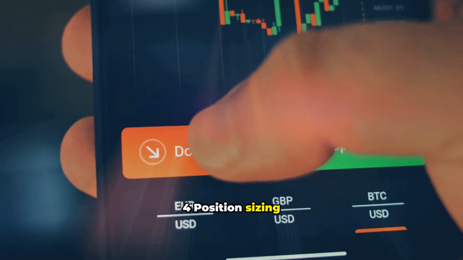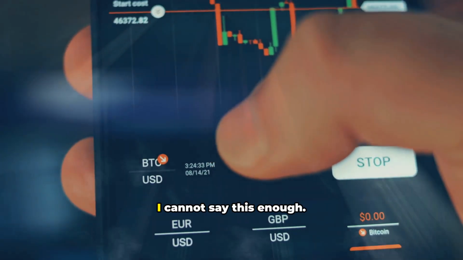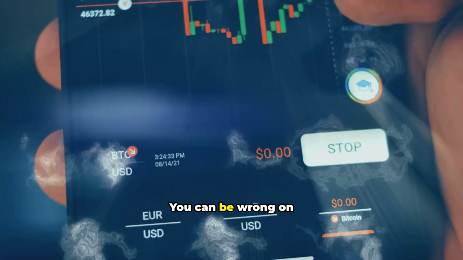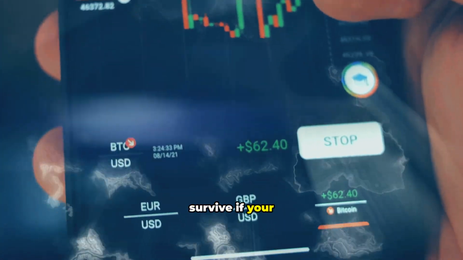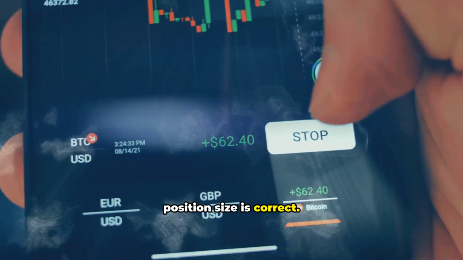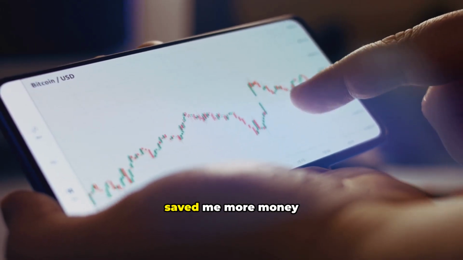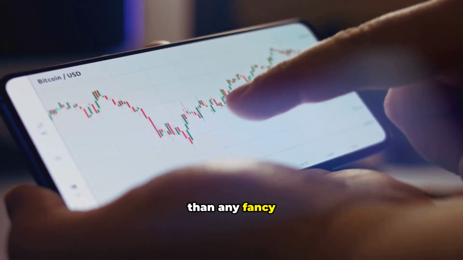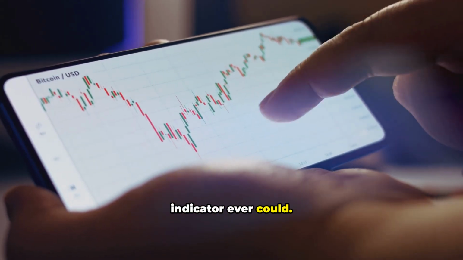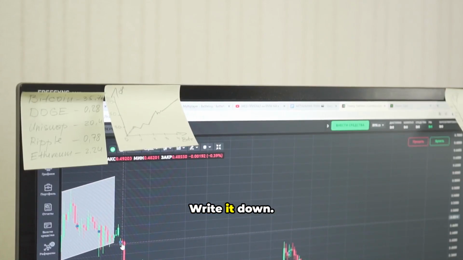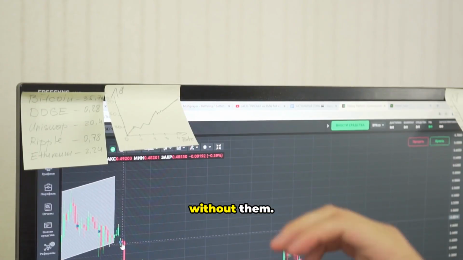4. Position sizing is more important than entry. I cannot say this enough. You can be wrong on direction and still survive if your position size is correct. These 4 rules have saved me more money than any fancy indicator ever could. Screenshot this. Write it down. Tattoo it on your arm. I don't care, just never trade without them.